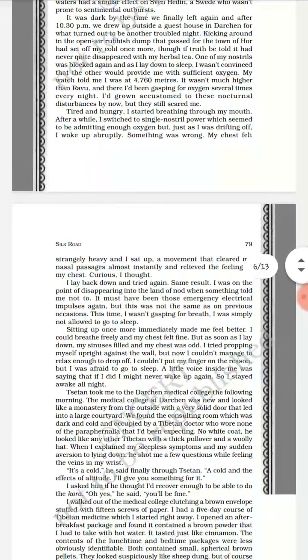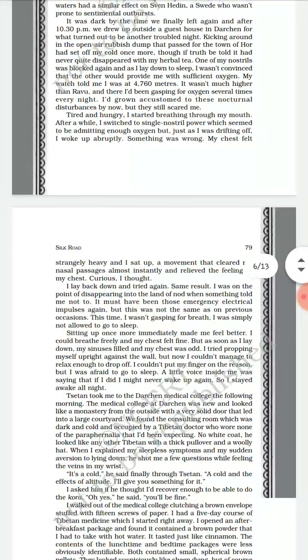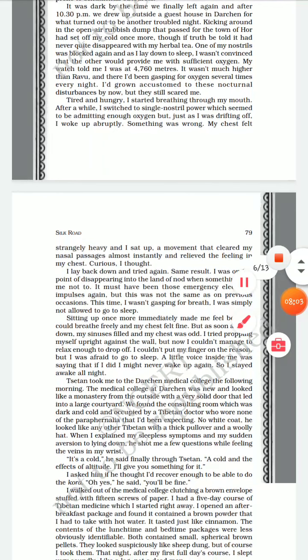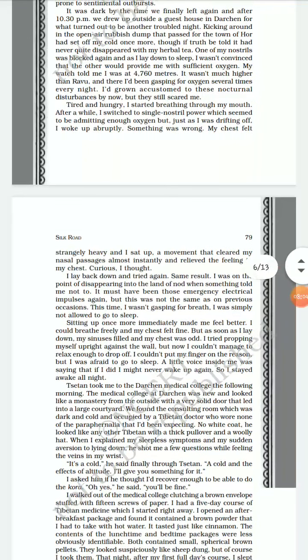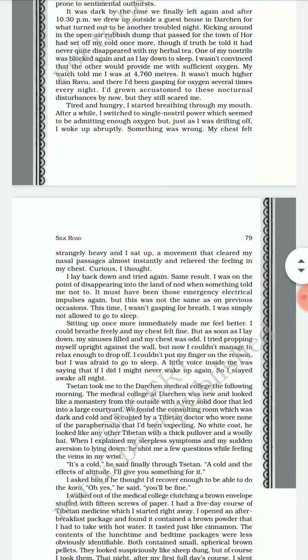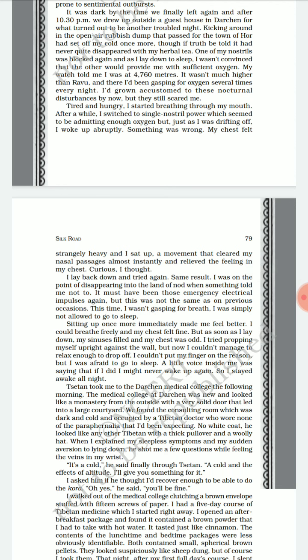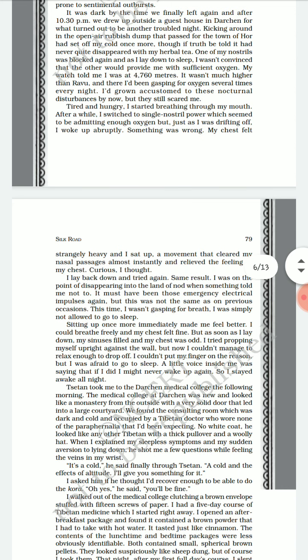By the way, I am moving on to the next paragraph now, dear students. Let me continue. It was dark by the time we finally left again, and after 10:30 p.m. we drew up outside a guest house in Darchen. Now, compared to Hor, Darchen is a fairly clean place.